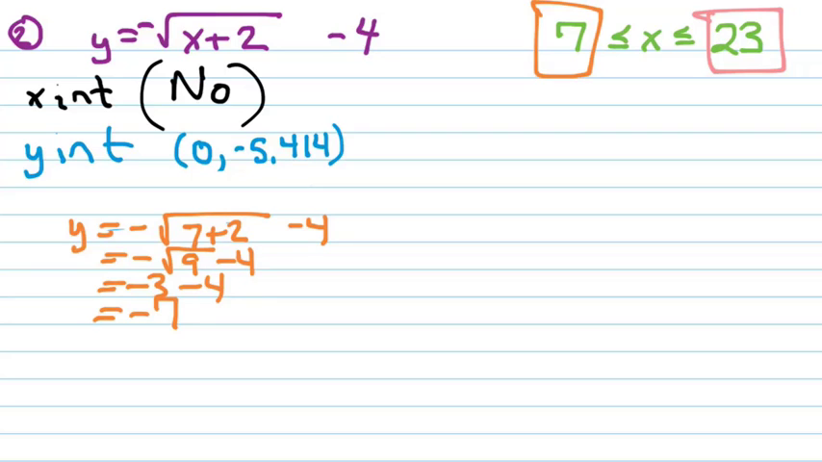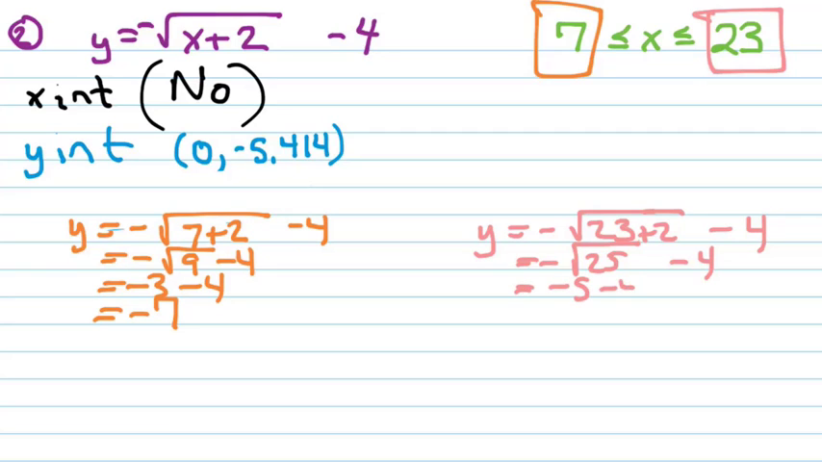And then we're going to plug in our other one. At 23, negative square root of 23 plus 2 minus 4. So negative square root of 25 minus 4. So negative 5 minus 4 is negative 9. So that means negative 7 is our max and negative 9 is our min.